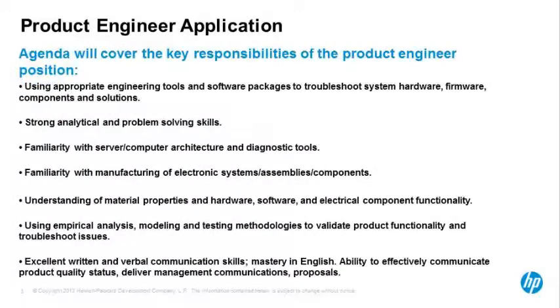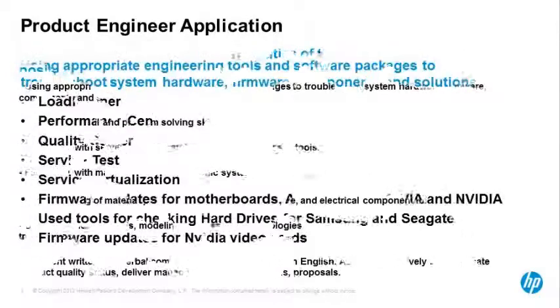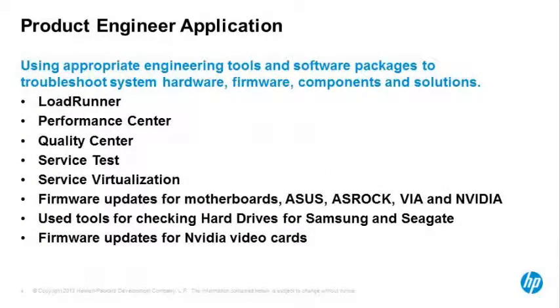The agenda itself, what I want to cover in this video, would be the key responsibilities that make a product engineer. I'm going to list them here. They've already been listed in the requirements for the position, so I'm going to get into each one. The first one would be using appropriate engineering tools and software packages to troubleshoot system hardware, firmware, components, and solutions. Currently I work with 5 different tools: Load Runner, Performance Center, Quality Center, also known as Application Lifecycle Management, Service Test, and Service Virtualization.